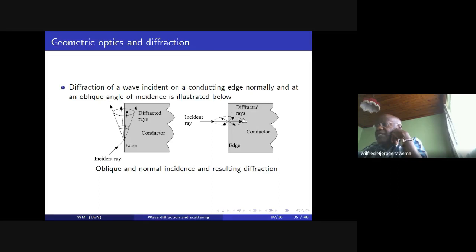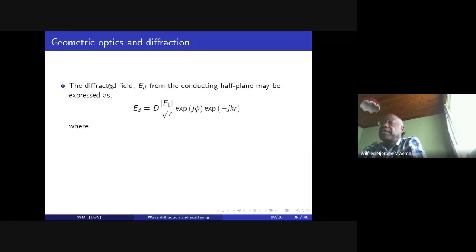This does not mean that it's going into the conductor itself. Of course, the fields in the conductor must go to 0. So the diffracted field, ED, from the conducting half plane can be expressed as ED equal to D E1 over root R, times the exponent of J phi. This conducting strip, the one we looked at when we were introducing diffraction, is what we are looking at now to see how the geometric optics and the physical optics come about, or how they compare.